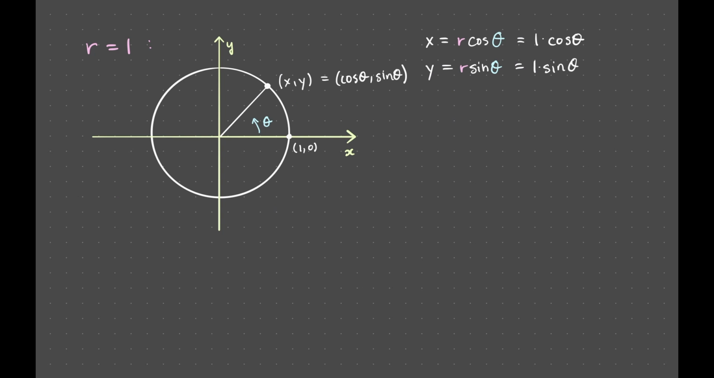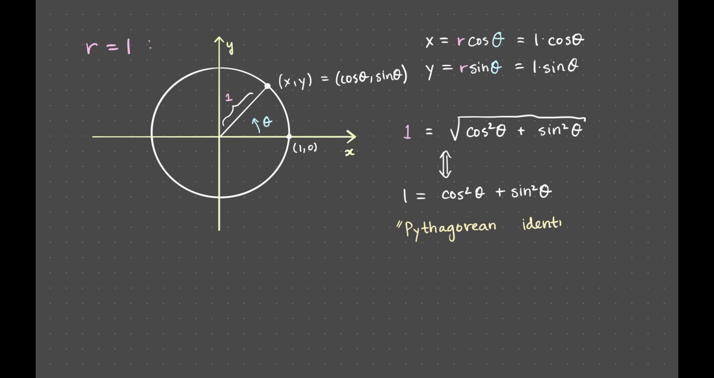This geometric understanding of sine and cosine has its advantages. For example, as we just noted, the point with Cartesian coordinates x equals cosine theta and y equals sine theta is just a point along the unit circle, which means that its distance from the origin is 1. In other words, 1 is equal to the square root of cosine squared plus sine squared. Squaring both sides of this relationship gives the ordinary Pythagorean identity of cosine squared plus sine squared equals 1.